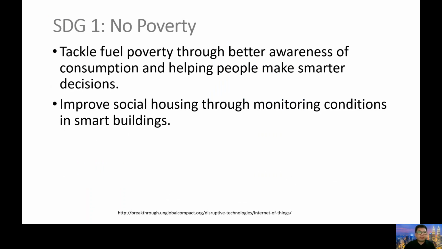In this slide, I would like to show you the application of the IoT to better achieve the SDGs. Number 1, no poverty. IoT can be used to tackle fuel poverty through better awareness of consumption and helping people make smarter decisions. It means that IoT can be used to gather the data about the consumption, so the people can make smarter decisions. Secondly, IoT can be used to improve social housing through monitoring conditions in a smart building.